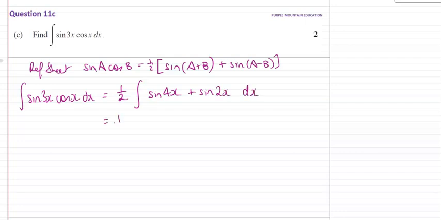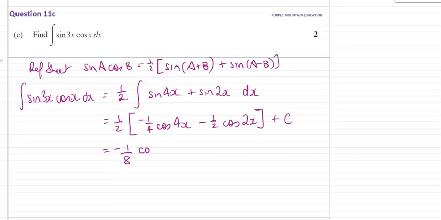So I'm going to leave that half out there carefully with brackets. This is less a quarter cos 4x less a half cos 2x plus c, and just tidying that up a little, minus 1/8 cos 4x minus a quarter cos 2x plus c, and that's my answer.